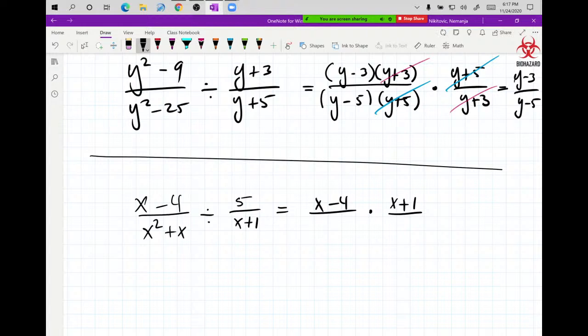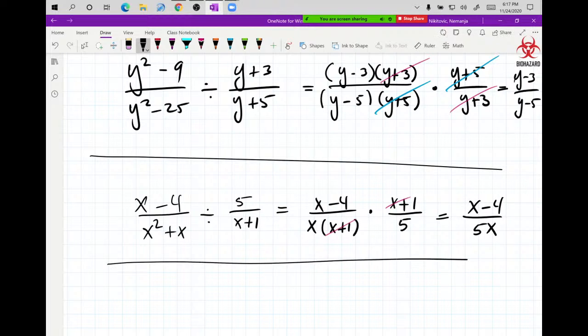Okay, so what should I kick out? So it's x times x plus 1, beautiful, and then cancel x plus 1. Okay. So x minus 4 over 5x. Beautiful. Yes. That's it.